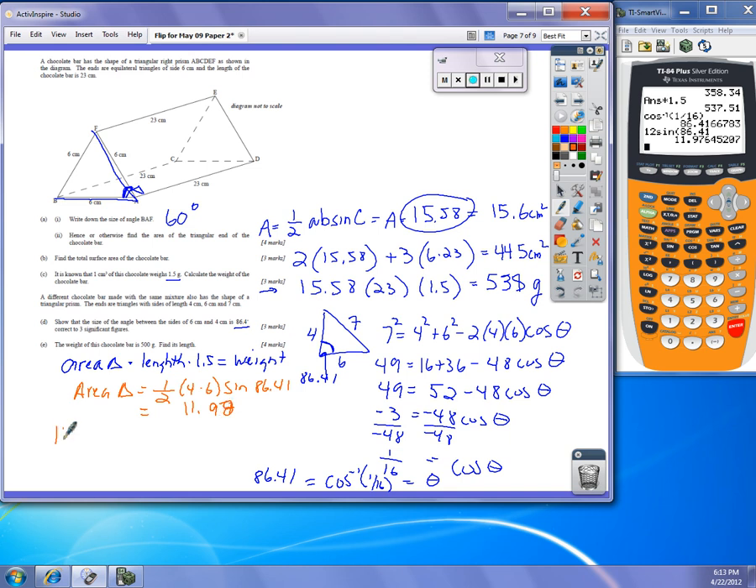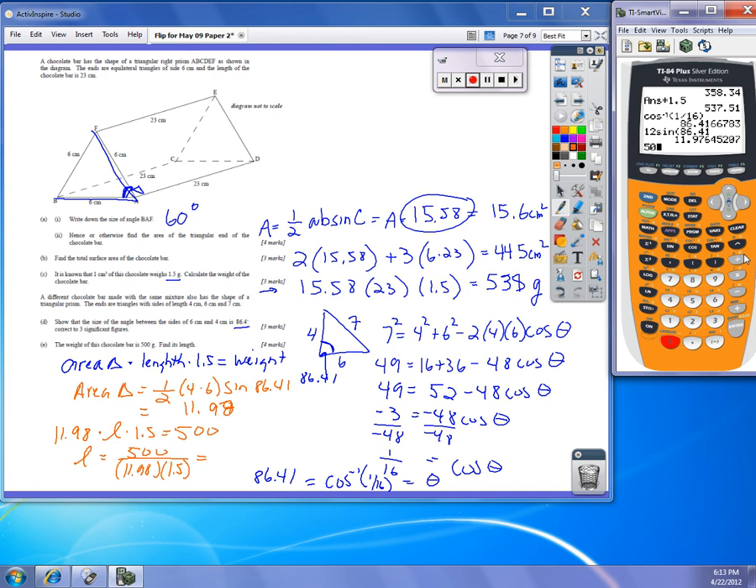So the area of the triangle, 11.98, times the length, which is what we're finding, times 1.5 is equal to 500, the weight. So I'm going to say the length is equal to 500 divided by 11.98 times 1.5, and in my calculator, 500 divided by 11.98.